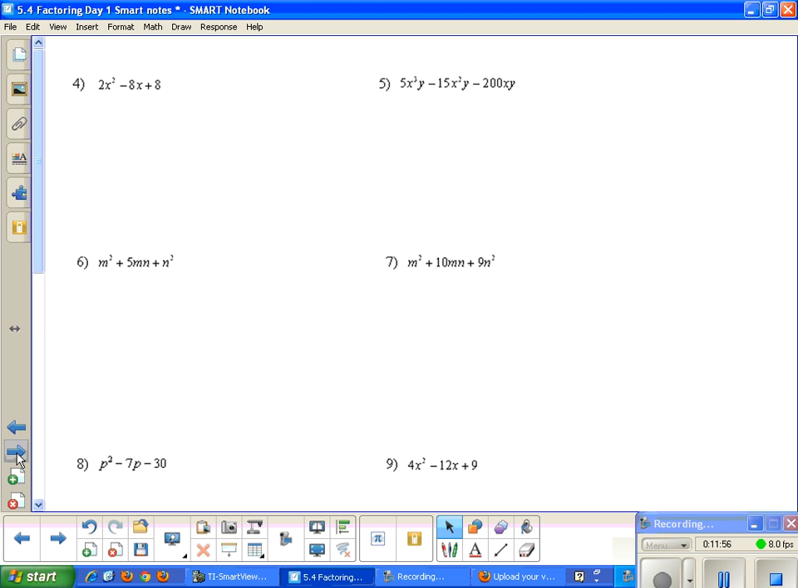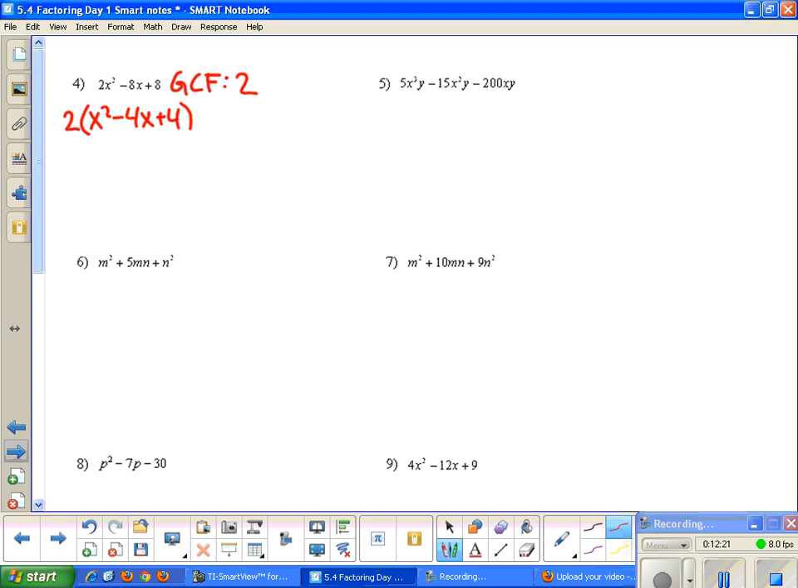Now on this next page, notice that the first thing we always want to do is factor out our greatest common factor. So I want to look for the GCF first. Something that can go into all of these would be 2. So my greatest common factor is 2. I'm going to factor that out first, or divide it from each of these terms. So when I take it out of each of the terms, I would get x squared minus 4x plus 4.